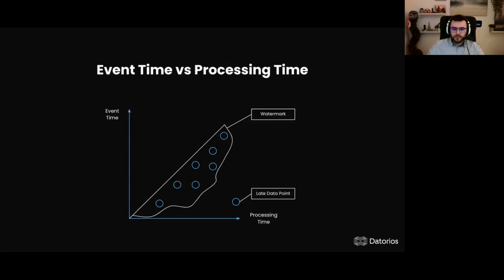However, if you were to adjust your out of orderness to say, I don't know, 5 minutes, and then a new event comes in with a lower timestamp value than your watermark, then it's allowed to be processed as long as that timestamp is not more than 5 minutes in the past relative to your watermark.